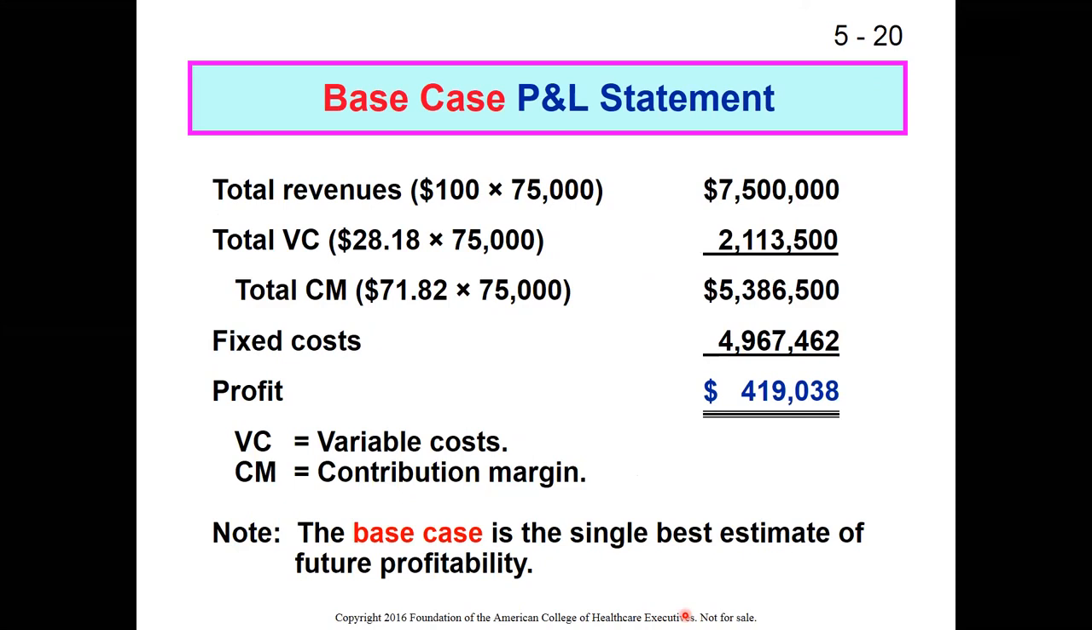So here's our base case P&L for our clinic, right? So remember we said our base case volume was going to be 75,000. We're making an assumption that our average revenue is going to be $100 per visit. So our total revenue is going to be 7.5 million. So this is kind of like your NPSR line on your income statement. I'll draw some parallels here to what we learned in chapters 3 and 4.